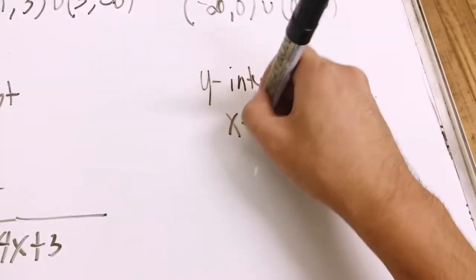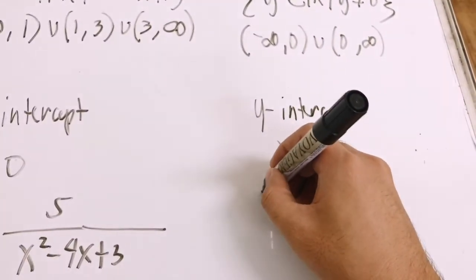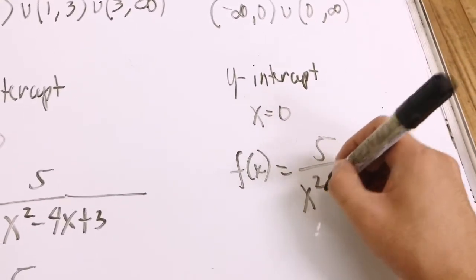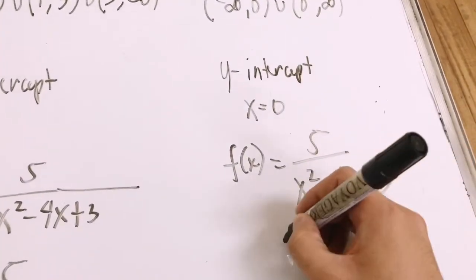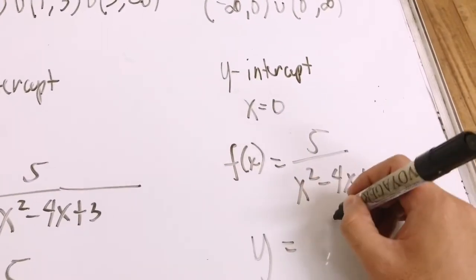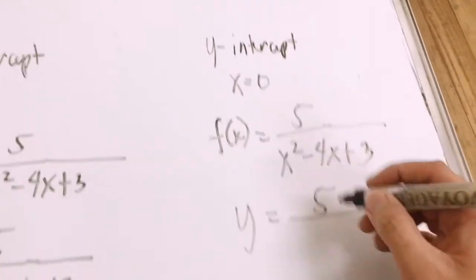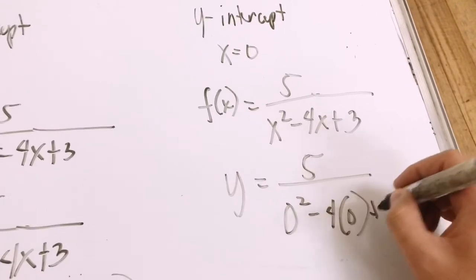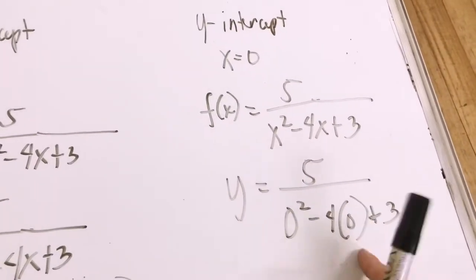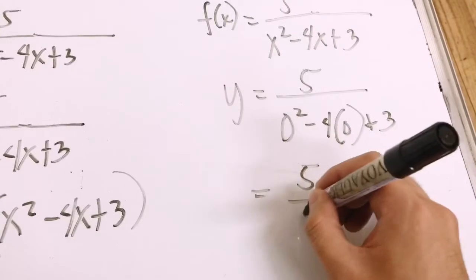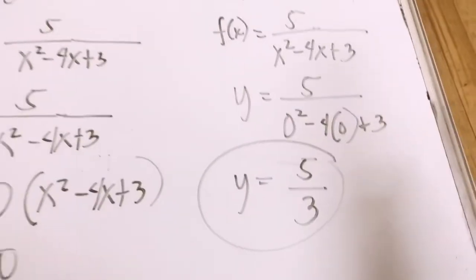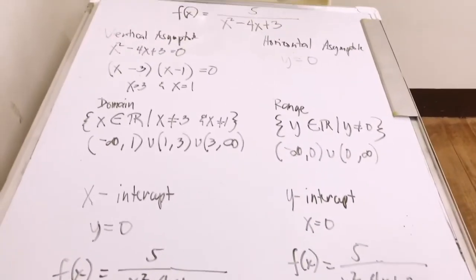While for the y-intercept, let's equate x into 0. So, we have f of x is equal to 5 over x squared minus 4x plus 3. Y, we have 5 over 0 squared minus 4 times 0 plus 3. 0, 0, we have 5 over 3. And that's it. Okay? So, we have now the answer.